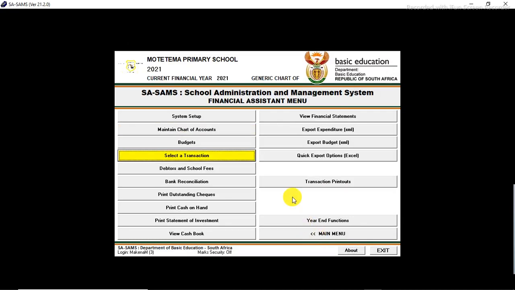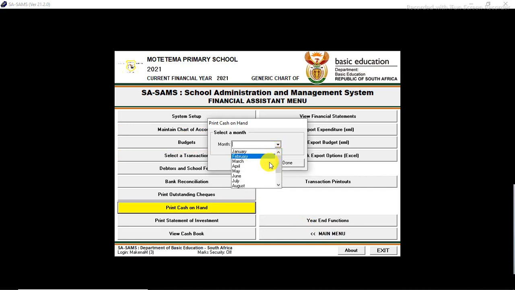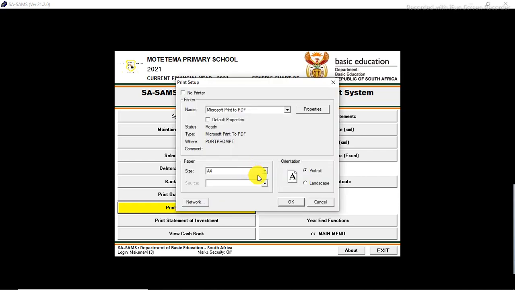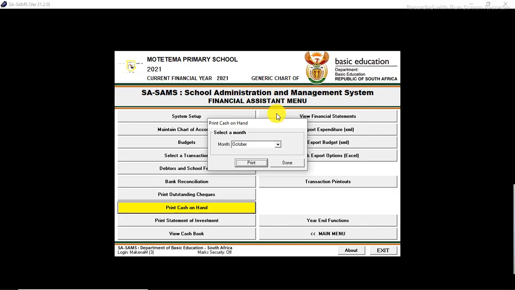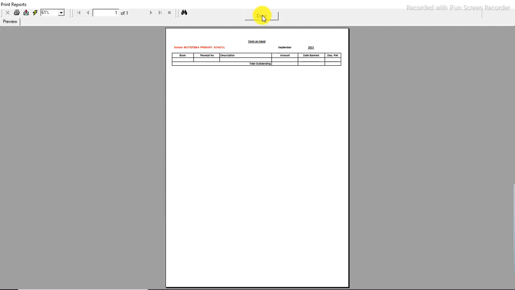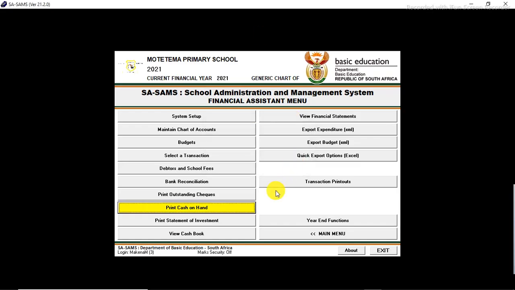Now, somebody asks you, how much money do you have on hand? You say, I don't have any money. Then you print cash on hand to prove that you actually don't have any money on hand. Then it says no money at the school. So what I'm trying to tell you is that when you have money at the school, it should be the same amount indicated on cash on hand. After you bank it, you then go to a transaction and say, I have deposited it into the bank account.